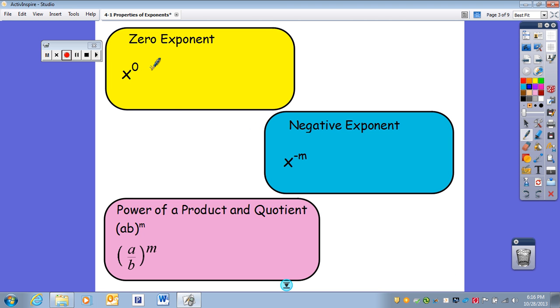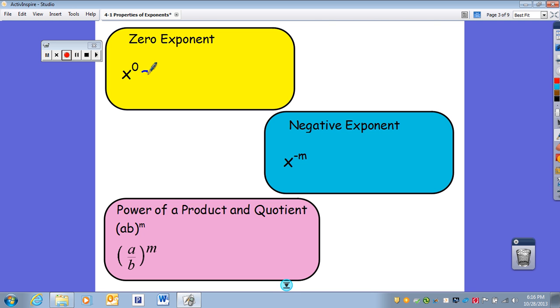If you recall our zero exponent rule, any number to the 0 power is 1, but the base cannot equal 0. With negative exponents, we want to make sure that all exponents are positive. So if you recall, we simply take the reciprocal and that makes our exponent positive.